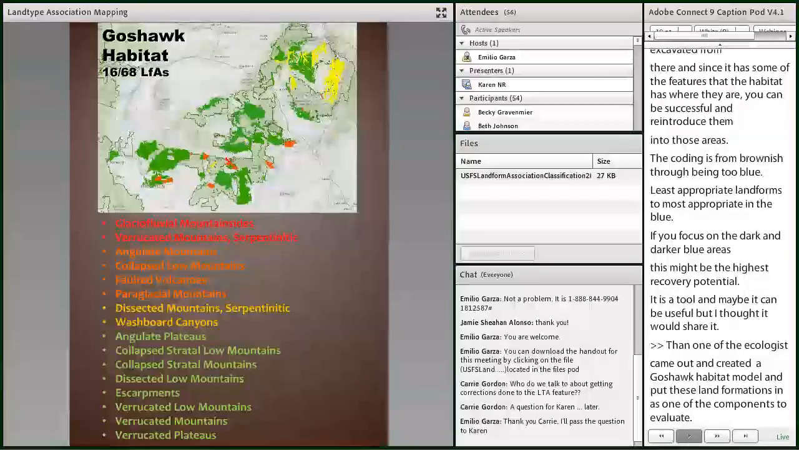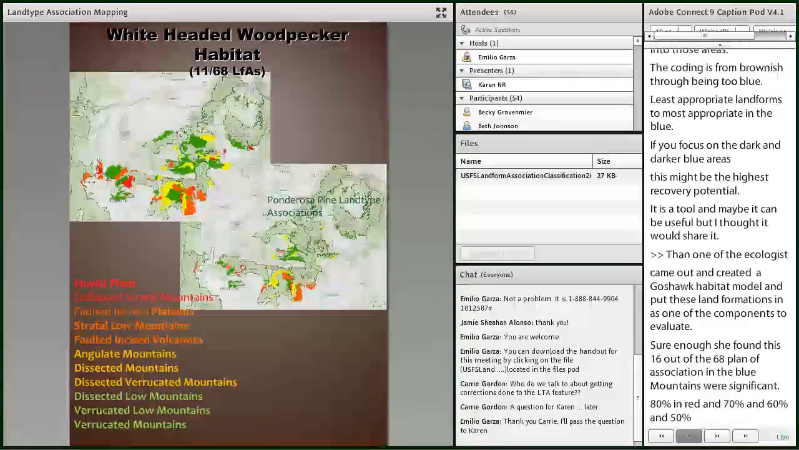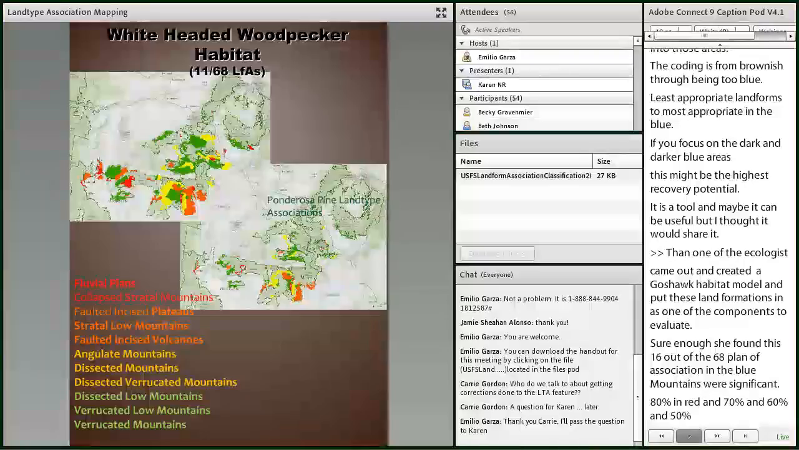80% in red, 70%, 60, and 50% in green as being goshawk habitat. And so they're using that as one of the bases of the model. Same thing with white-headed woodpecker. They found 11 of the 68 were appropriate for white-headed woodpecker, and some of them very significantly identified.